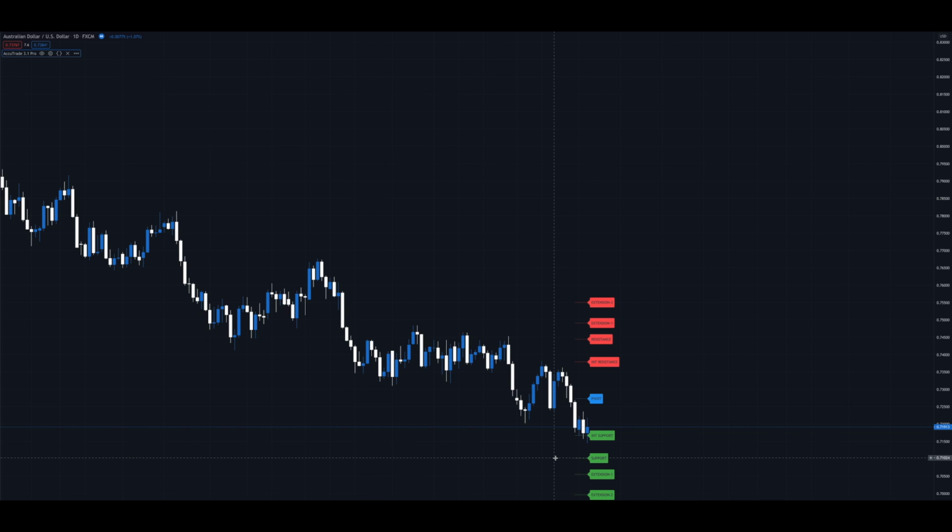I guess for an analogy, you could say the resistance is the ceiling, the support is the floor. And if you have a bouncy ball and you chuck it at the floor, it's going to bounce off the ceiling, off the floor, off the ceiling, off the floor. That's the idea.